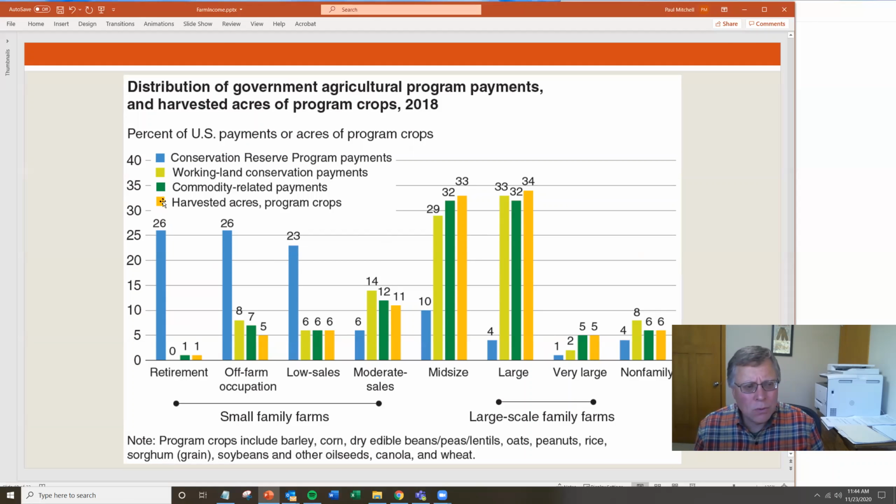Then the last one is this orange, the program crops, and this is basically where the base acres are. The crops that generate base acres are the crops these farmers plant. That's why the production is associated. The payments that are tied to historical production are also the ones they get, and that makes sense. You see, again, it's mid-sized and large farms and moderate sales farms. There are not a lot of farms here. Remember, this is like 5.5%, 5.1%, 2.7%, things like that. They're not a huge number, but that's where the production is, and that's where those payments go.